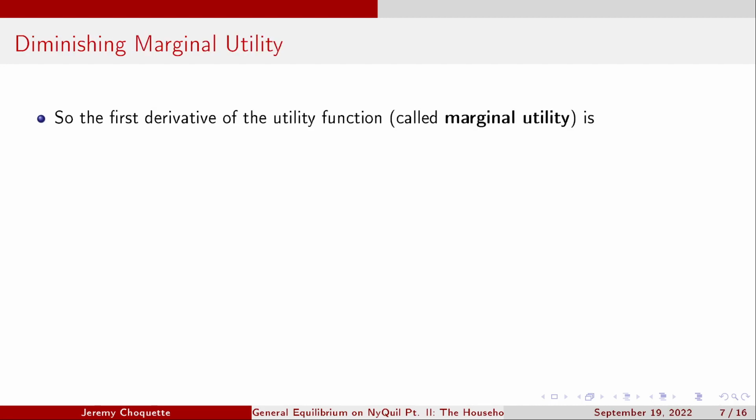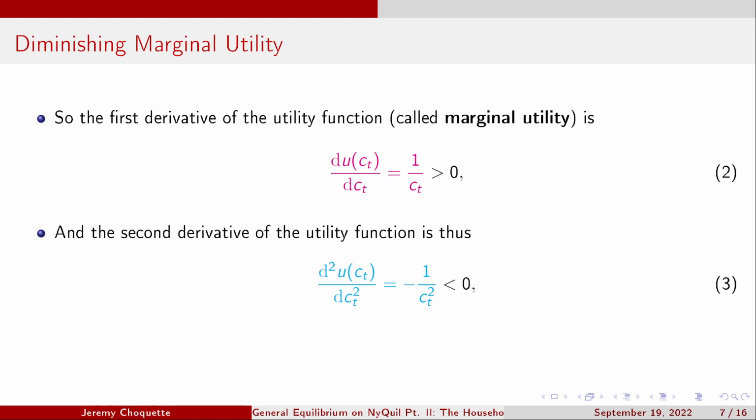So the first derivative of the utility function, called marginal utility, is this right here. The natural log of CT, right, the derivative of the natural log of CT is going to be 1 over CT. So marginal utility for this particular utility function is 1 over C. Now, if I wanted to get the second derivative of the natural log of CT, I take the first derivative of marginal utility, right? So equation 2, if I just differentiate that, I get this right here, negative 1 over C squared.